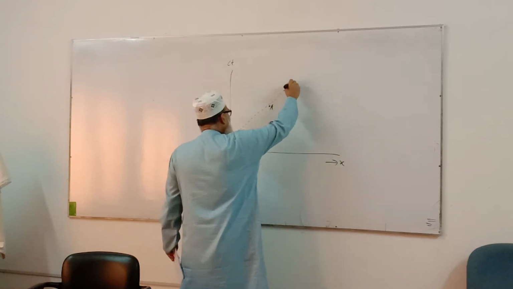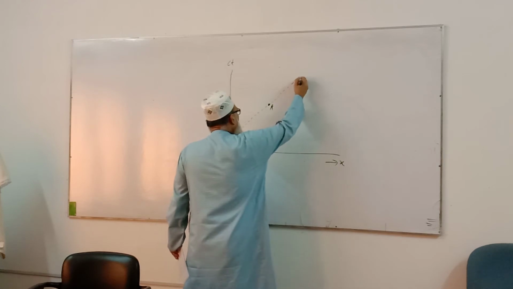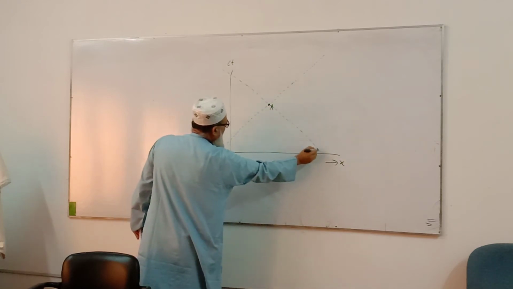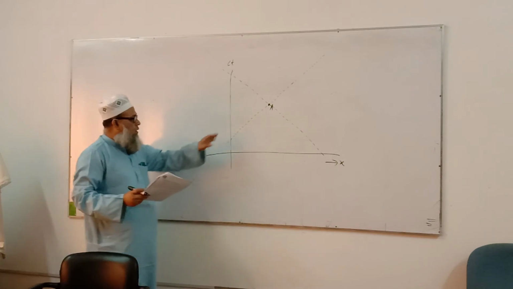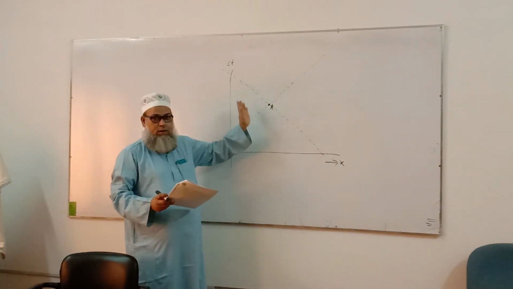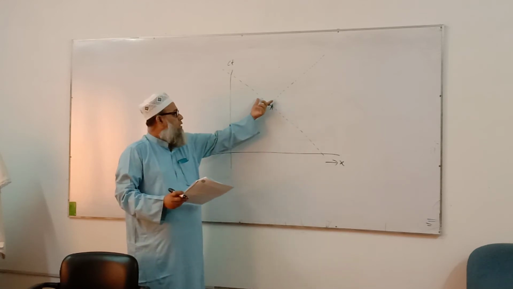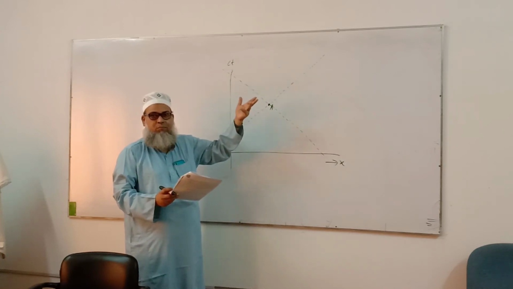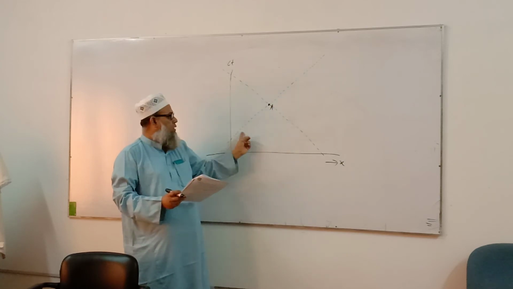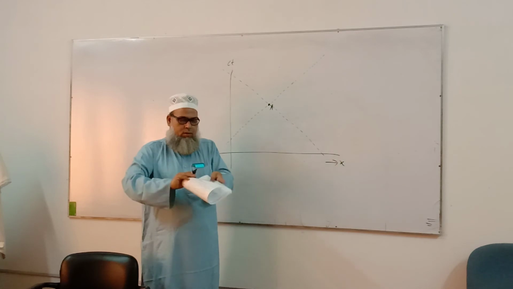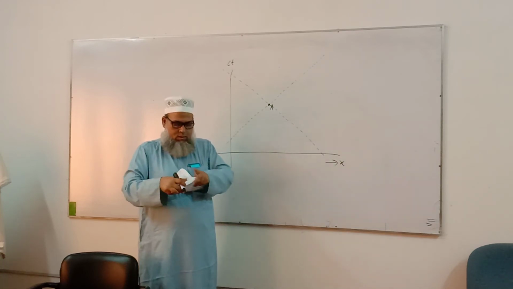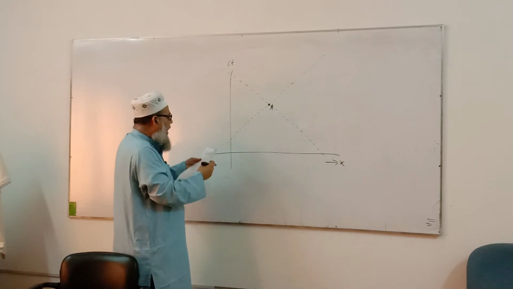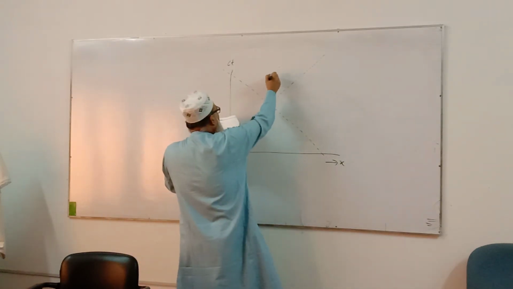Draw 45-degree lines. This is in 2 dimensions, but in 3 dimensions these two lines make a cone. Another cone. So now take an event B.